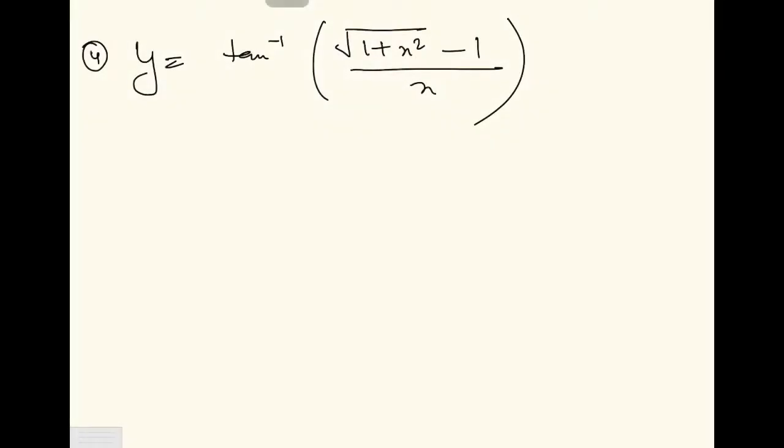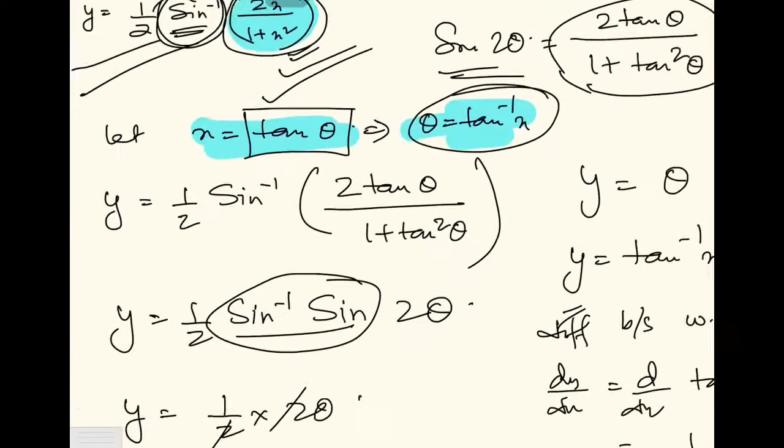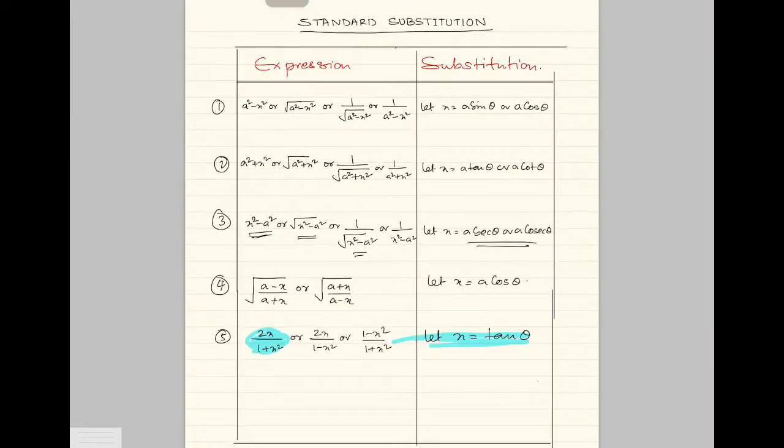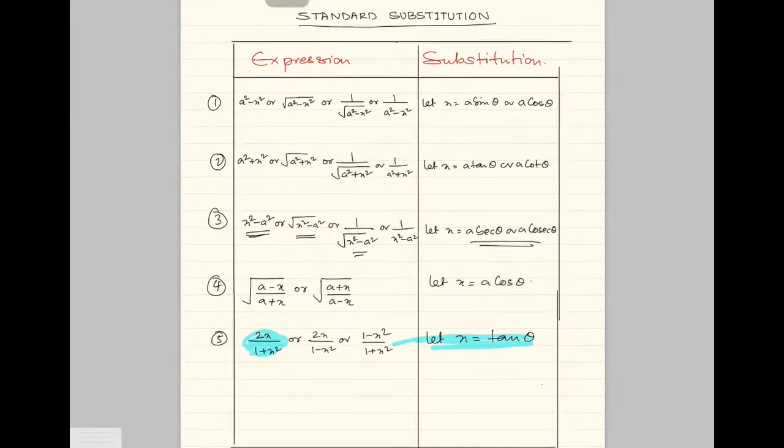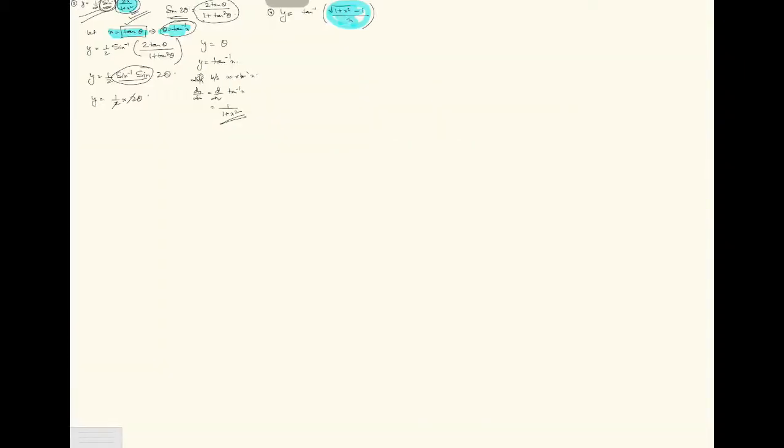Okay, what about y equals tan inverse of (square root of 1 plus x square minus 1) divided by x? What would be the necessary substitution for this sum? What should I replace x with so that this gets simplified first? I don't think I have this term in the table. You can go and look at the table. I don't think you have this term exactly in the substitution table. Let me show you. No, I don't have it. If you see it carefully, I don't have this in the substitution table.